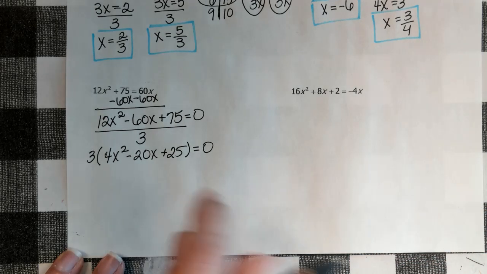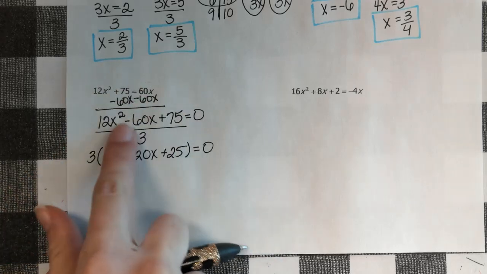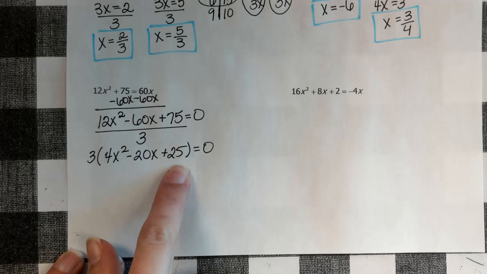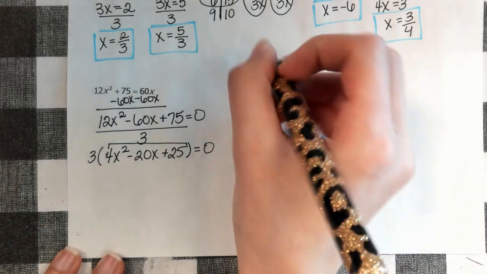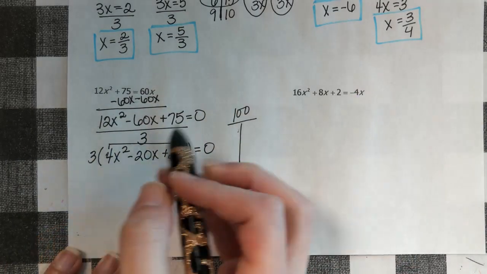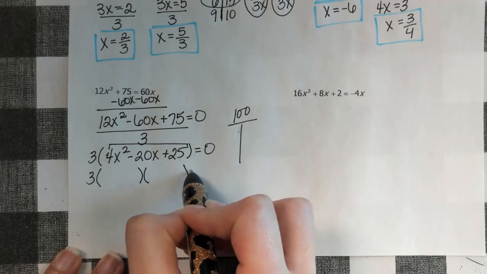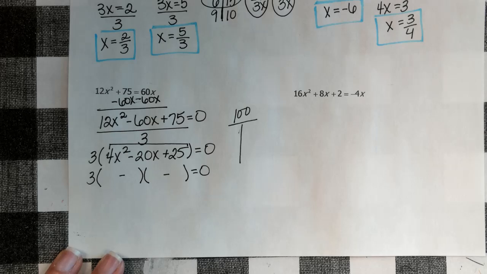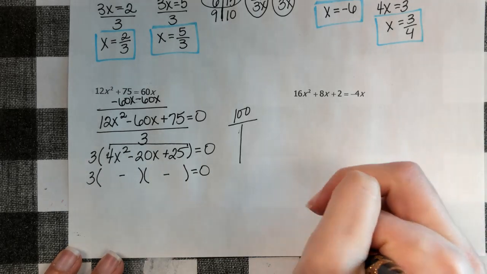Okay, now I'm just factoring what I have left. I don't even pay attention to what's up here anymore. Okay, so 4x squared minus 20x plus 25, what do I do? First times last, and that gives me 100. Now, what do I know about my signs? They're the same, they're both negative. Okay, my factors of 100 that will give me 20.